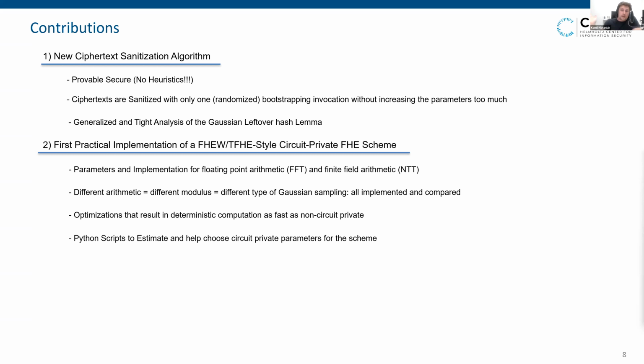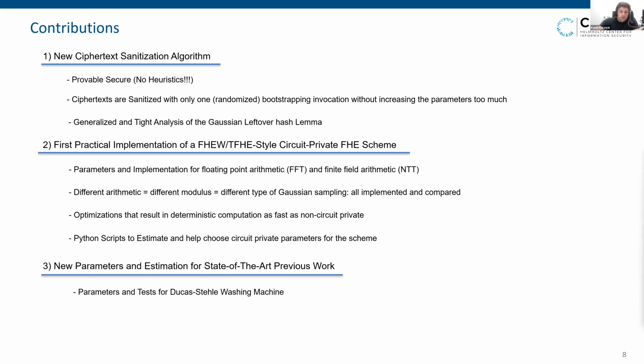Then different arithmetic backends give us different possibilities for choosing our parameters, and there are different trade-offs between all of these options. Then I came up with a few optimizations, so that deterministic computation is as fast as non-circuit private FHE, but without publishing additional bootstrapping or key switching keys. And there are also some Python scripts to estimate and partially generate circuit private FHE parameters.